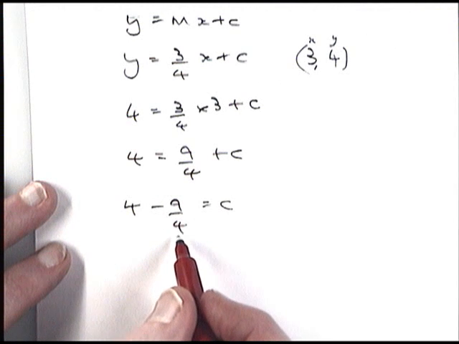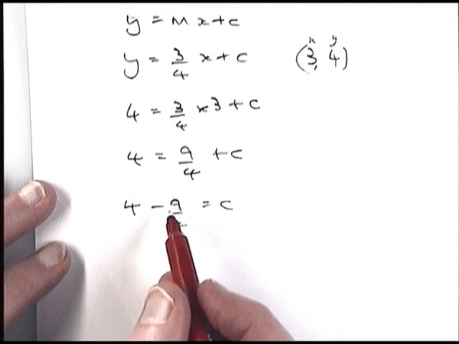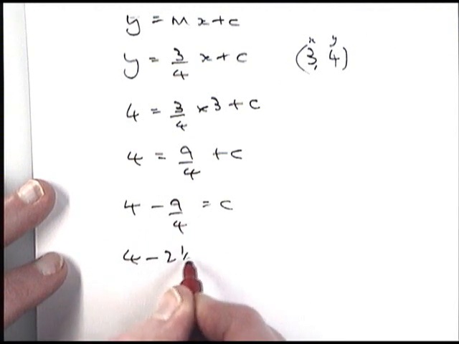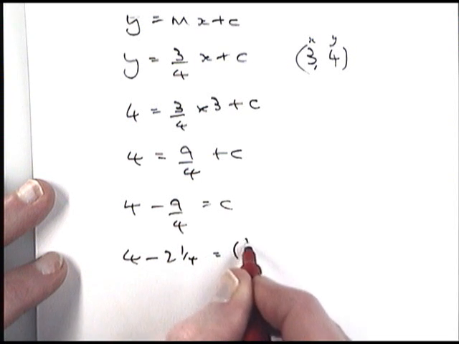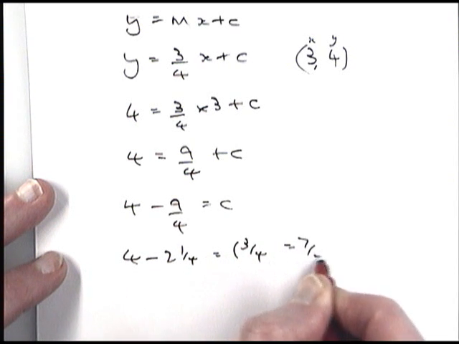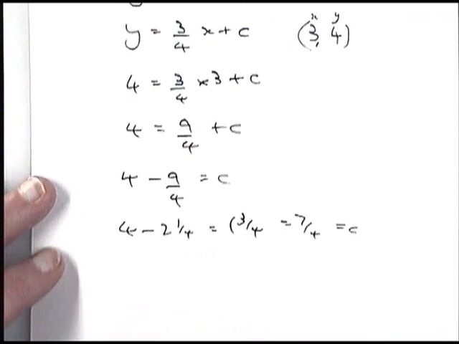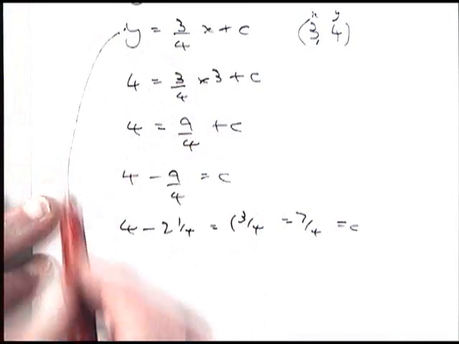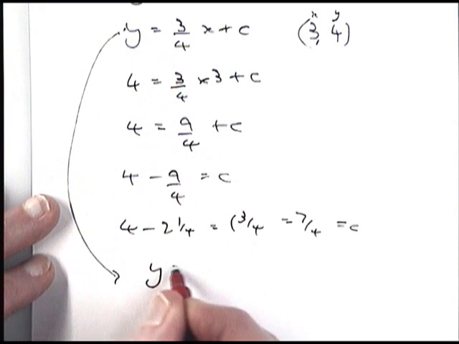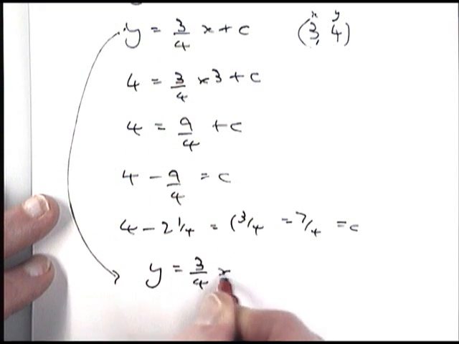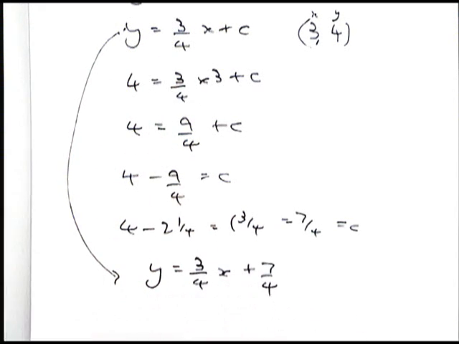Okay, that is the same as 2 1/4. 4 goes into 9 2 times with 1 left over. And 4 take away 2 1/4 is 1 3/4, or 7 over 4. So that's what c will be. So up here I can now put the c in. I get y equals 3/4 x plus 7 over 4.